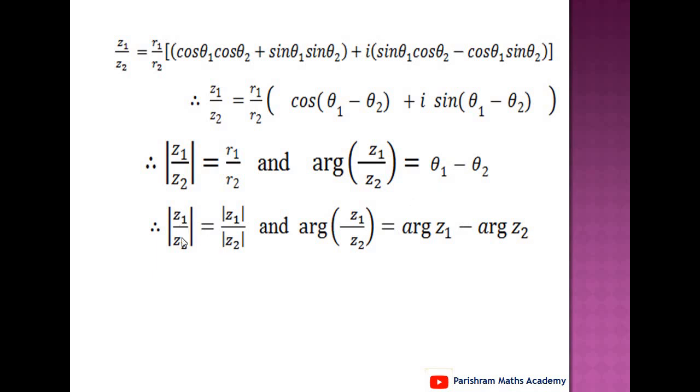And therefore, R1 is the same as mod of Z1, R2 is the same as mod of Z2. Therefore mod of Z1 upon Z2 equals mod of Z1 upon mod of Z2, and argument of Z1 upon Z2 equals theta 1 minus theta 2. Theta 1 is the same as argument of Z1, theta 2 is the same as argument of Z2, and therefore argument of Z1 upon Z2 equals argument of Z1 minus argument of Z2. These are the properties of the complex number.